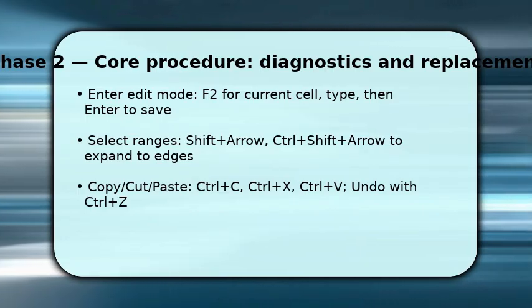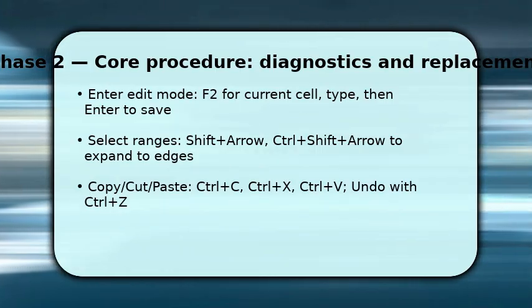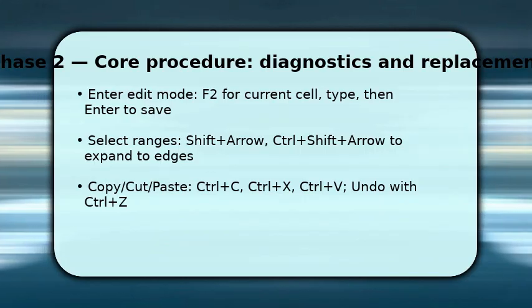If you need to select entire rows or columns, use Shift plus Space or Control plus Space first, then extend the selection. Use Control plus C, Control plus X, and Control plus V to move data, and Control plus Z to undo mistakes. Once done, use Control plus S to save, ensuring your work won't be lost.